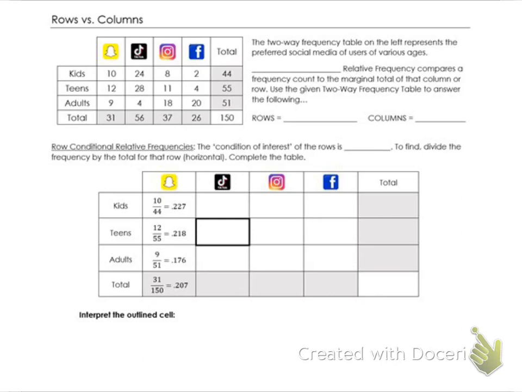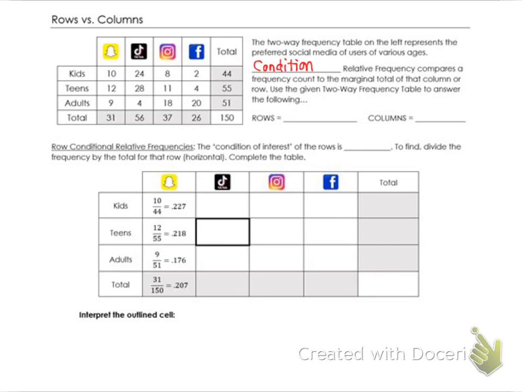Alright, so I gave you the table already. You don't have to fill any of these values out. So we're just going to analyze our information. And the whole point of this page is to compare rows and columns. Rows just mean that you're going horizontally, and then columns you're going vertically up and down. So the two-way frequency table on the left represents the preferred social media of users of various ages. That first blank is conditional.